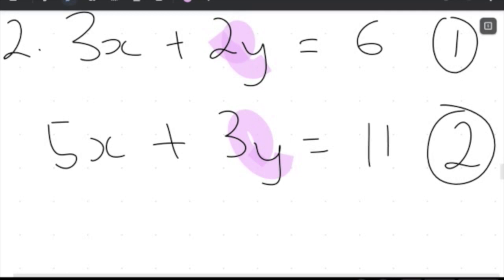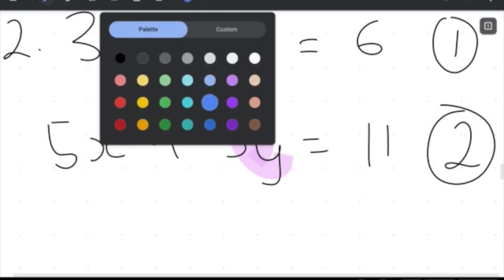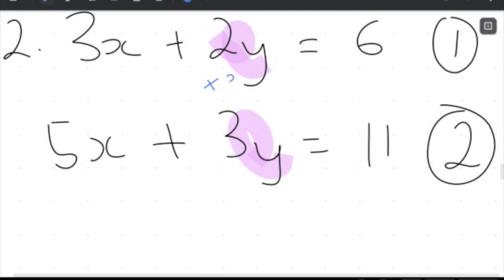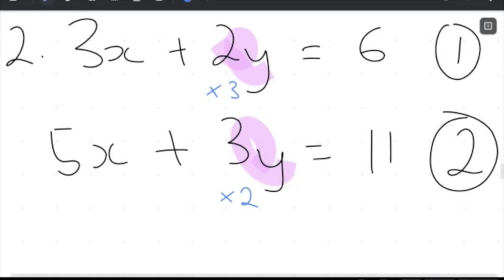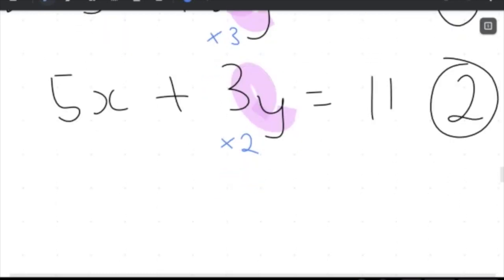So, what's the lowest number that 2 and 3 go into? Well, both of them can go into 6. That's going to be the smallest possible number. So, to get 2y to 6, I want to multiply it by 3, and to get 3y to 6, I have to multiply it by 2. And so that when we end up subtracting, we can eliminate this variable. As we said before, I can't just change 2y to something else by timesing by 3. I have to do it to every single part of this equation. That's the only way I can make an equivalent equation.